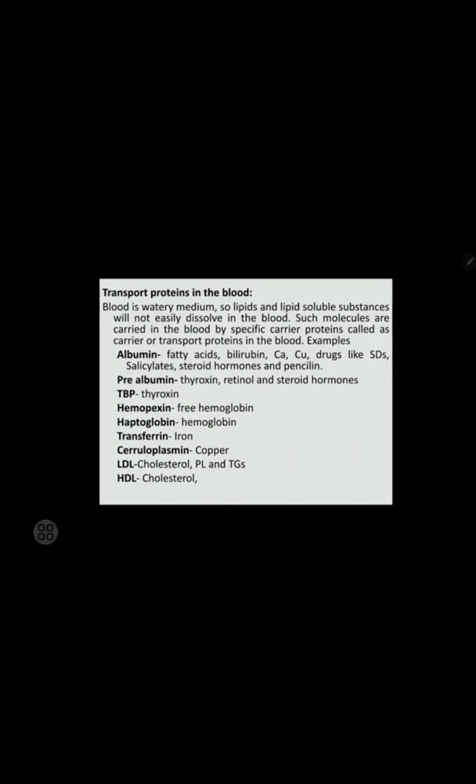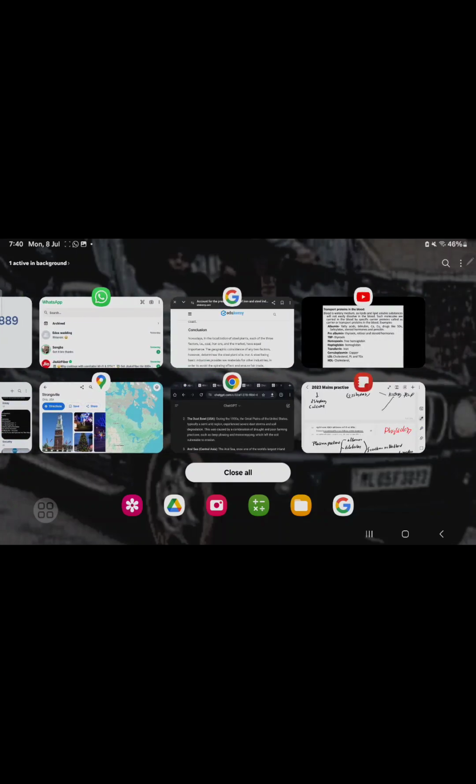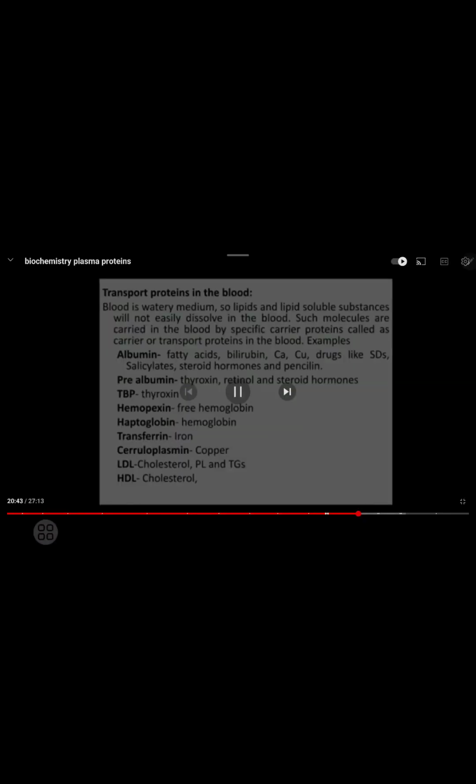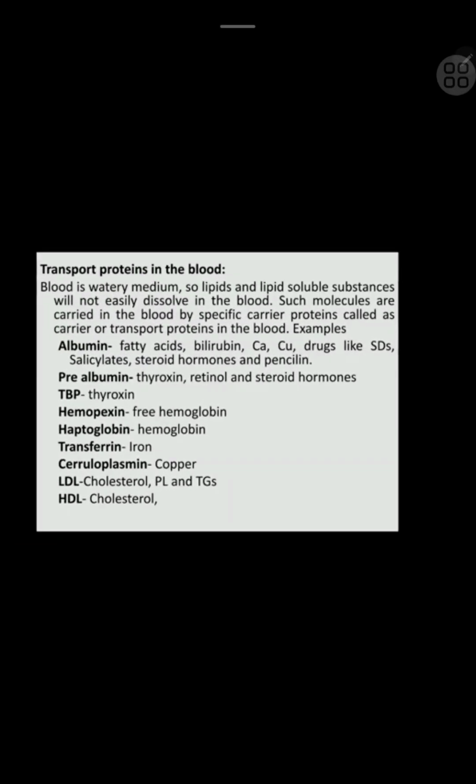Coming to transport proteins in the blood. Again, it is a very, very common 5 marks or sometimes maybe 3 marks question. Blood is a water medium, so lipids and lipid soluble substances will not easily dissolve in the blood. Such molecules are carried in the blood by specific carrier proteins called carrier or transport proteins in the blood. Some of the examples for transport proteins in the blood are albumin. Albumin transports fatty acids, bilirubin, calcium, copper, drugs like sulfonamide, salicylates, steroid hormones, and penicillin in the blood.